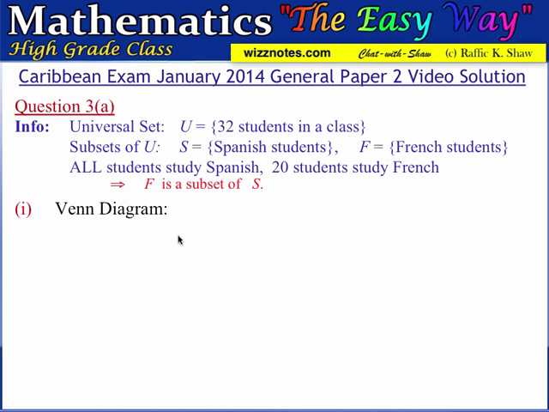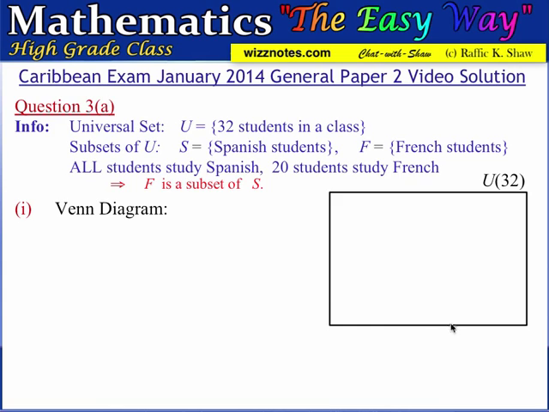The first part of this question wants us to draw the Venn diagram to represent the information. I'm going to put the rectangle in to represent the universal set. I'm going to show you two ways of drawing this Venn diagram. Firstly, I'm going to use a conventional method of using a rectangle to represent the universal set. And I've placed a 32 in the bracket here to represent the total number of students in the class, in the universal set.